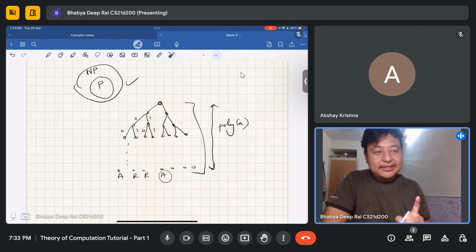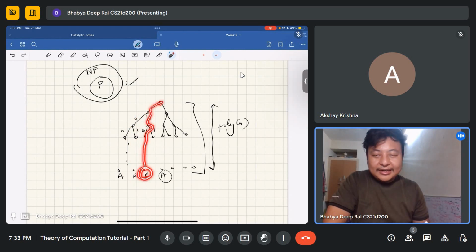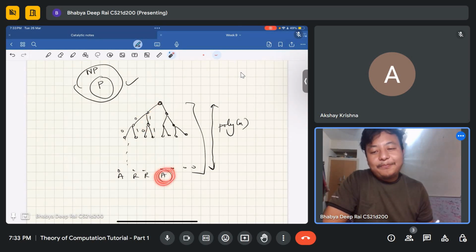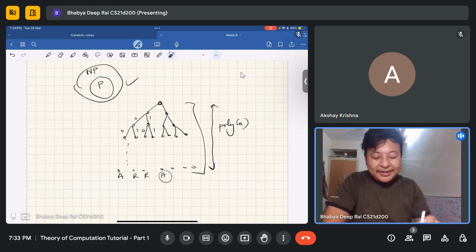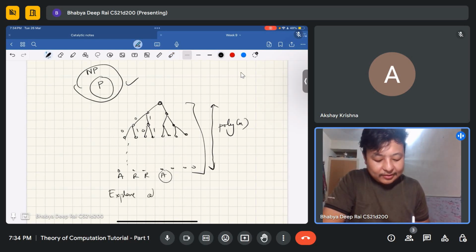What I'll do is a DFS. I'll explore this path first and check if it lands in an accept. Let's say it did not. Then I'll check the other path. It did not land in an accept. I'll check the other path. Finally, I encounter a path which lands in an accept, and then I'll accept, because I'm simply exploring all the possible non-deterministic paths.